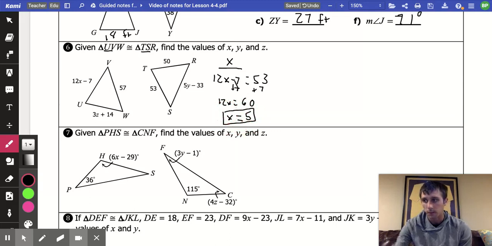So there is x. Now, let's go to y. Y is 5y minus 33 equals what? 5y is R and then S, so it goes backwards, third to the second. So W to V. W to V here is 57. All right, so add 33.